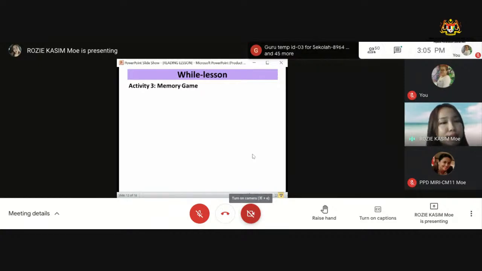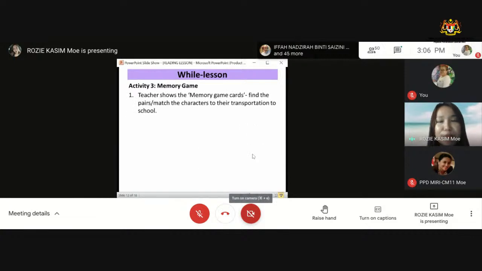In the while lesson, the memory game. The memory game is an adaptation from an online game or mobile game. So I incorporate this in my lessons. I adapt it and then use it in my lesson. Firstly, the teacher shows the memory game cards. The pupils are required to find the pairs, or match the characters to their transportation to school.